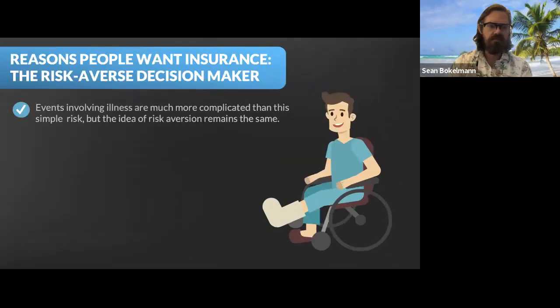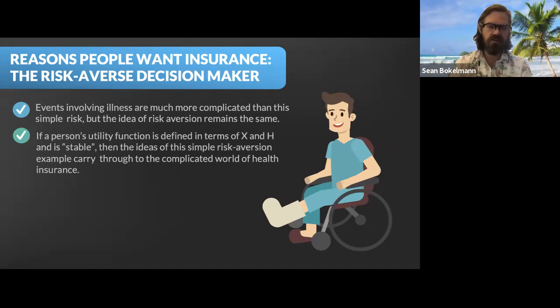So now, before we get there, we should talk about the fact that what we just did was a very, very simple model, right? Two states of the world, you're sick or you're healthy. But of course, we know that in real life, events that involve illness are much more complicated than this simple idea of risk. But that's okay because this idea of risk aversion still remains the same, right? And that's all we really wanted to do.